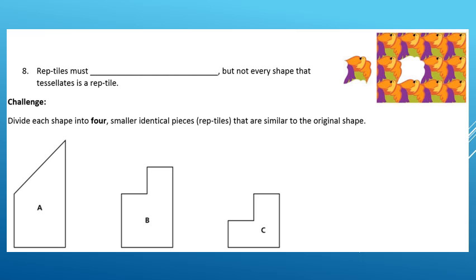One last thing about rep-tiles is that they must tessellate. Tessellate basically just means tile. It means that you can tile some shapes together, put them together without having any overlap. So for example, if I was to put together these equilateral triangles, that would be considered a tessellation because they match up and they don't overlap.